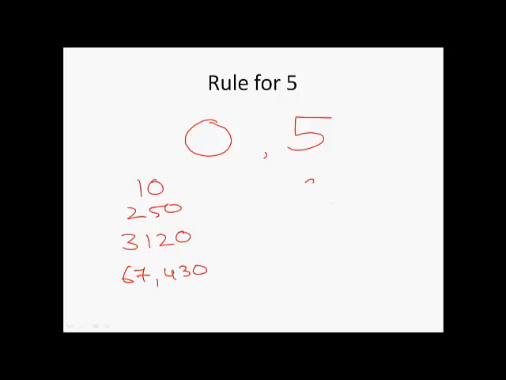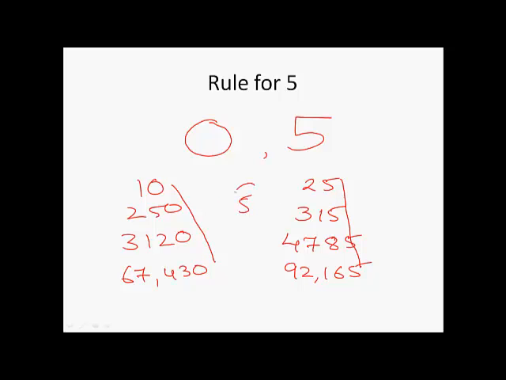The divisibility rule for 5 is extremely simple. If the last digit is 0 or 5, then the number is divisible by 5. So 10, 250, 3120, 67,430, or 25, 315, 4,785, 92,165. All these numbers end either with a 0 or with a 5, and hence all of these are divisible by 5.